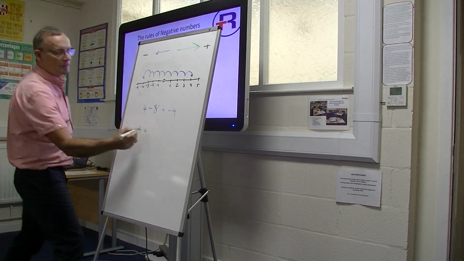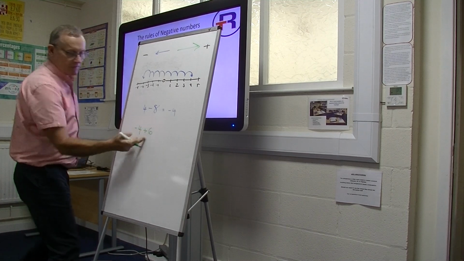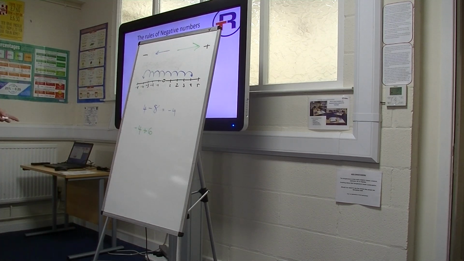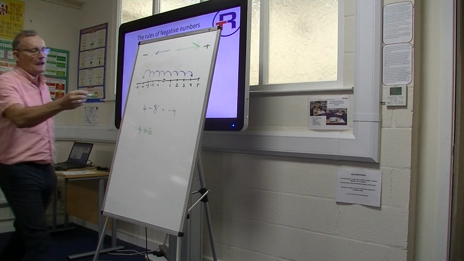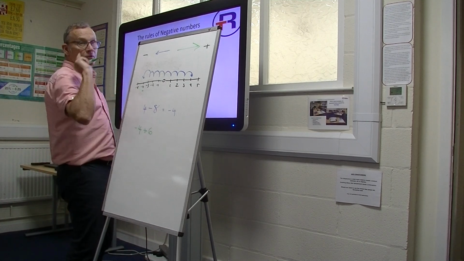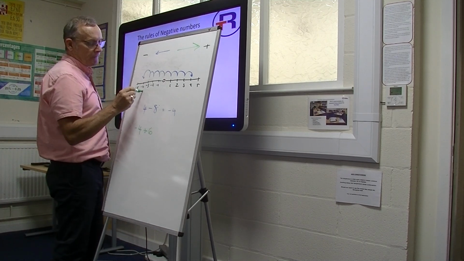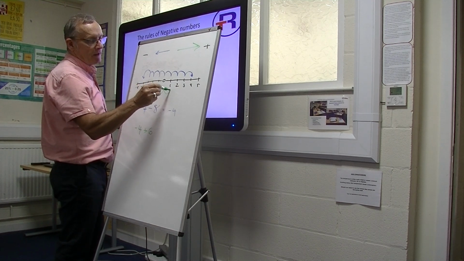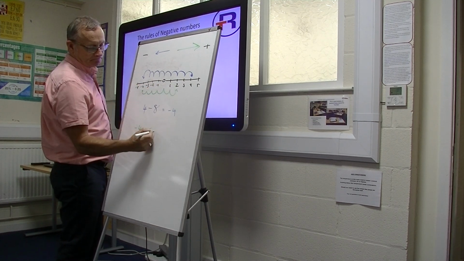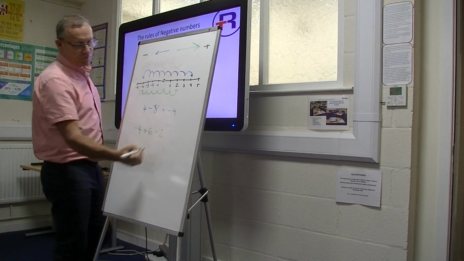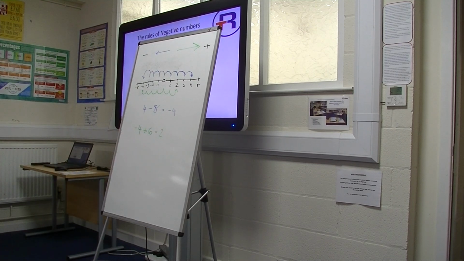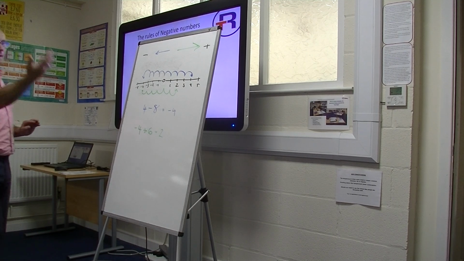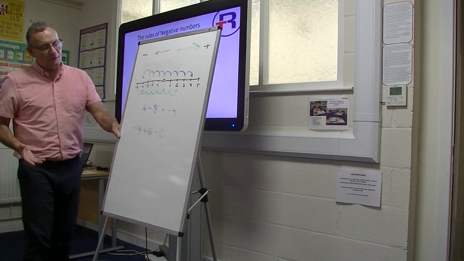What did it say? 6 degrees? There's the sun. -4 plus 6. So we start here, and remember plus goes that way to the right. 1, 2, 3, 4, 5, 6. 2. There we go. And it's as easy as that. Just moving backwards and forwards, backwards and forwards.